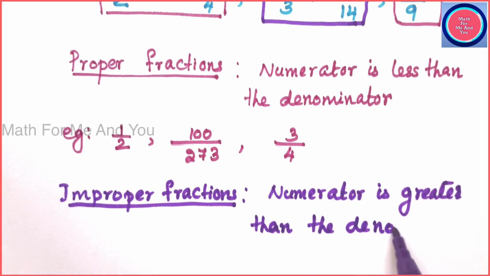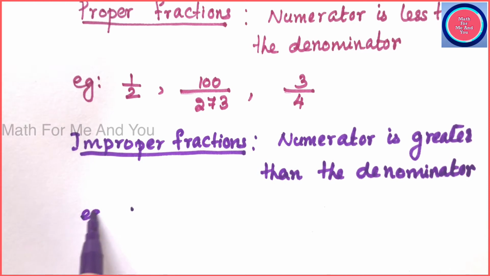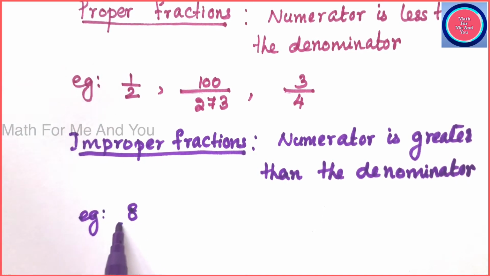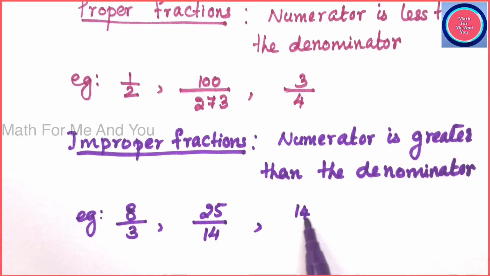We can write many examples. Take a larger number and keep it on the numerator side and write a comparatively small number as its denominator. Here example 8 over 3. You can see 8 is a larger number than 3. 25 over 14. Also we can write 147 over 20. All these numerators are larger than their denominators.